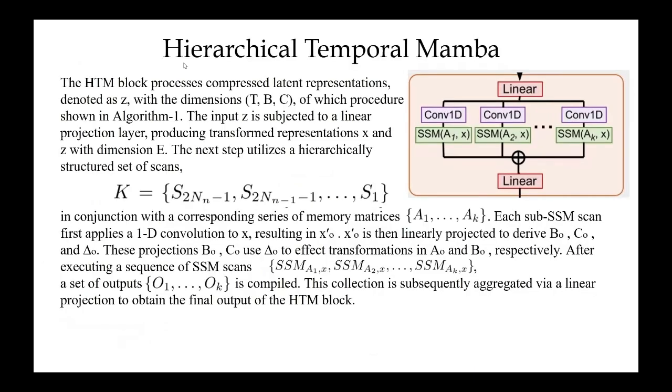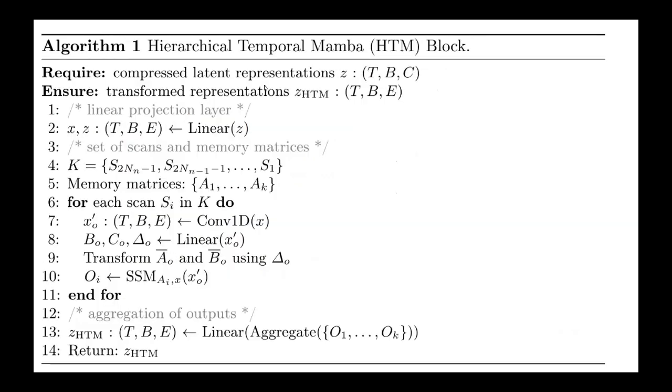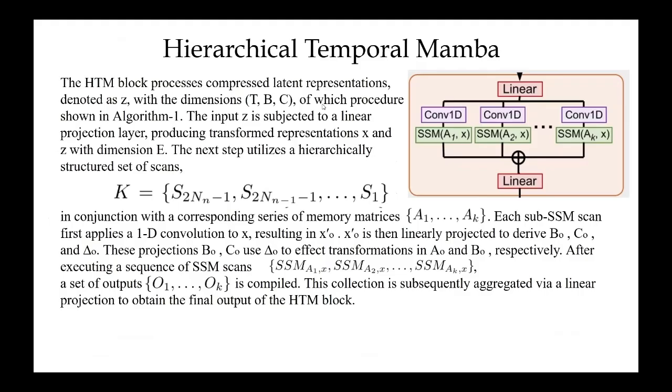So now coming to the hierarchical temporal Mamba, the HTM block processes the compressed latent representation denoted as Z with dimensions TBC, the procedure shown in algorithm 1. So as you can see, what we require is a Z vector with dimensions TBC. The input Z is subjected to a linear projection layer producing transformed representations X and Z with dimension E.